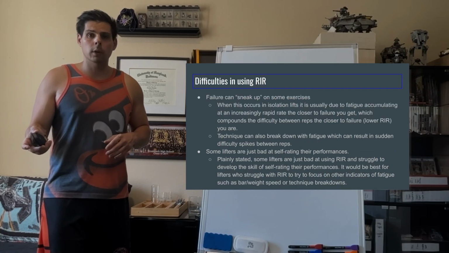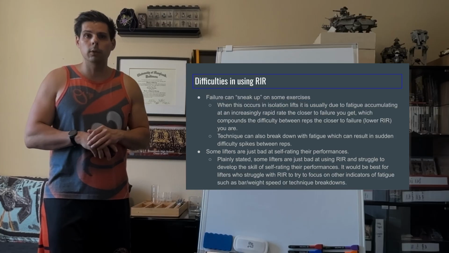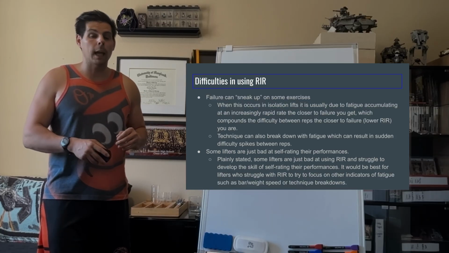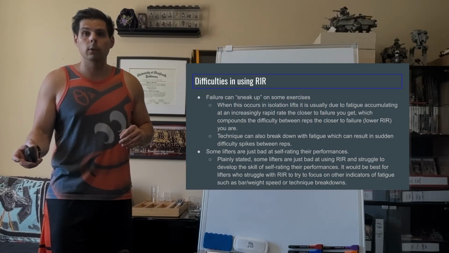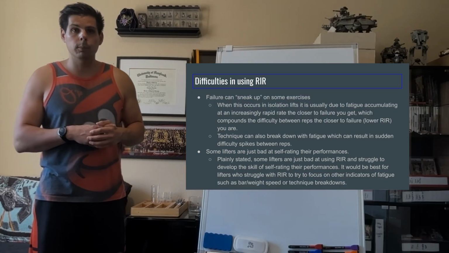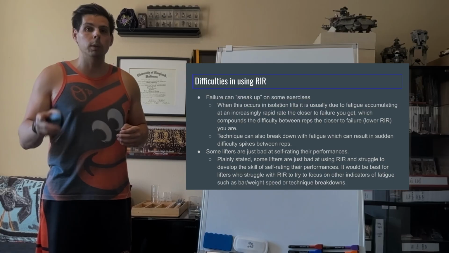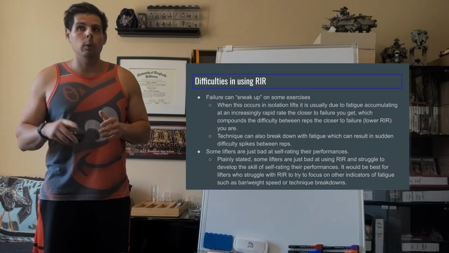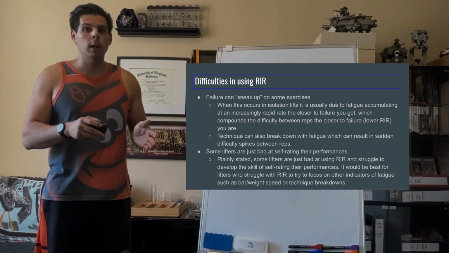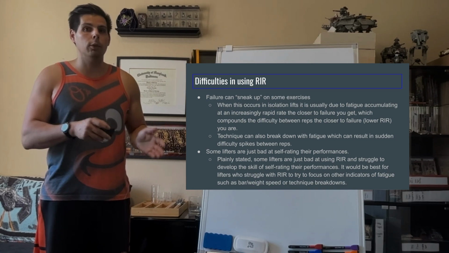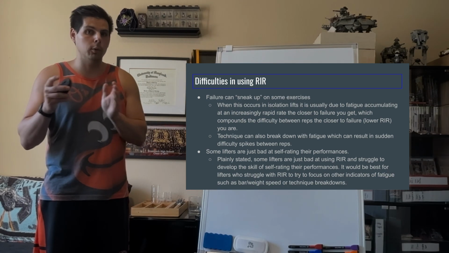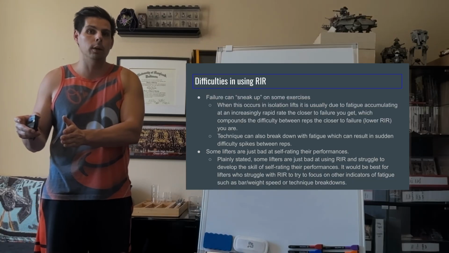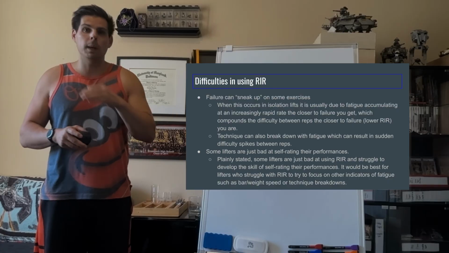Now, when this occurs in isolation lifts, it is mostly due to the fact that in isolation lifts you're using a smaller number of muscles and/or smaller muscles to do the exercise. On these types of lifts, fatigue accumulates at an increasing rate the closer to failure you get. So when you're at 3 reps in reserve, the amount of fatigue that accumulates between 3 to 2 is less than from 2 to 1, and then 2 to 1 is less than the amount of fatigue that accumulates from 1 to 0. So it builds more exponentially like that.